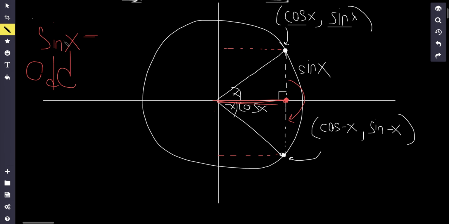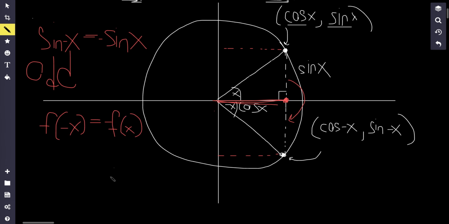And when a function is odd, that just means that, in this case, sine of negative x is equal to negative sine of x. So all this means is that f of negative x is equal to negative f of x. That's what an odd function is.